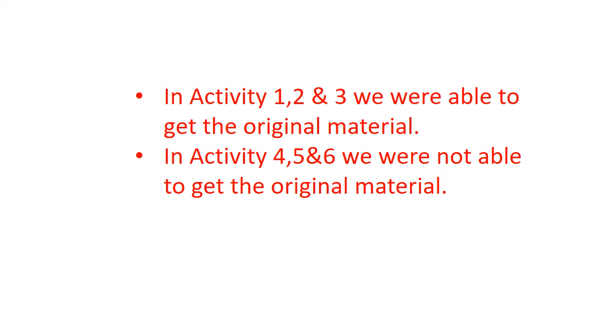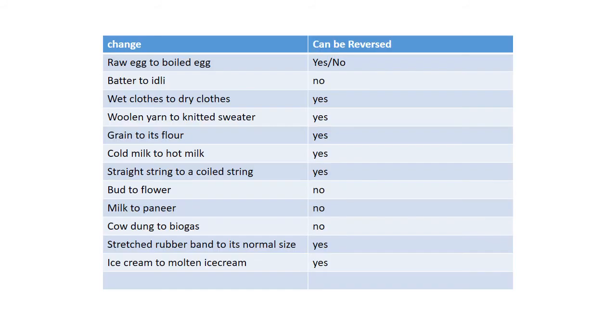So, in activity 1, 2 and 3, we were able to get the original material. But in activity 4, 5 and 6, we were not able to get the original material. Keeping this in our mind, let us complete this table in your textbook, right? This table in your textbook helps us to understand some common changes. Page number 48 of your textbook, table 6.1.